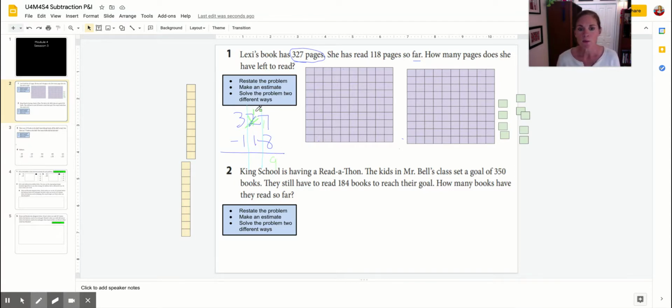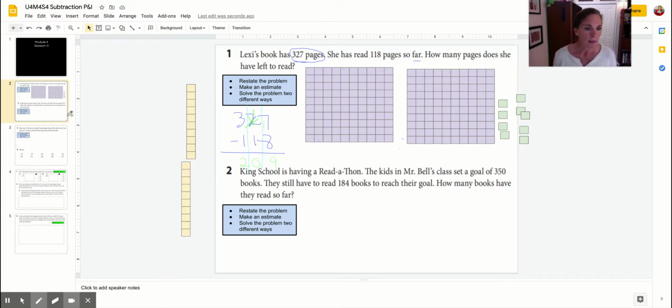And then here we have only 1 ten left. So 1 minus 1 is 0. And 3 minus 1 is 2. So you see we have 2 hundreds, 0 tens, and 1, 2, 3, 4, 5, 6, 7, 8, 9 ones. So that is the standard algorithm.